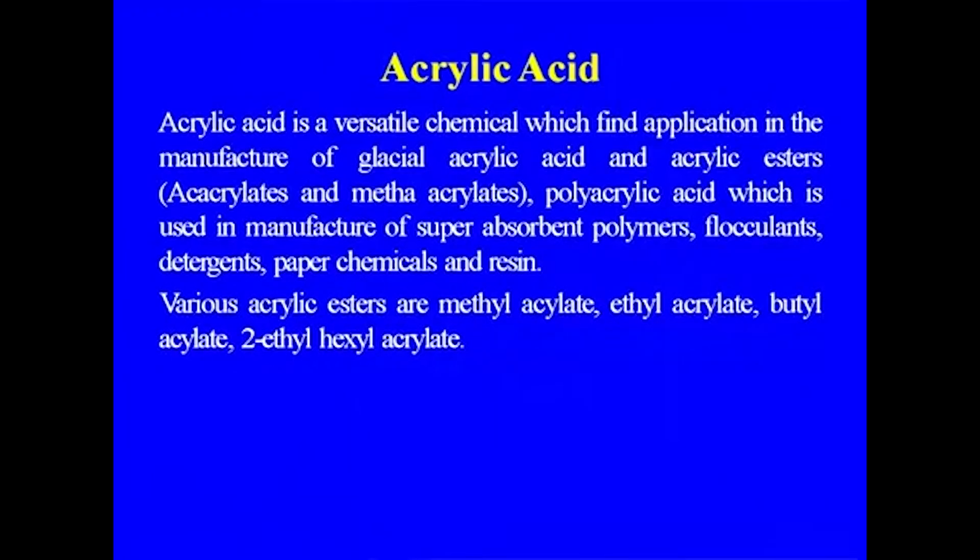Another important outlet for propylene is acrylic acid, from which we make acrylates. So, that is one of the very important products of propylene. Acrylic acid is a versatile chemical which finds application in the manufacture of glacial acrylic acid and acrylic esters, acrylates and methacrylates. Polyacrylic acid is used in the manufacture of super absorbent polymers, flocculants, detergents, paper chemicals and resins. Various acrylic esters are methyl acrylate, ethyl acrylate, butyl acrylate and 2-ethyl hexyl acrylate. So, this is about acrylic acid.